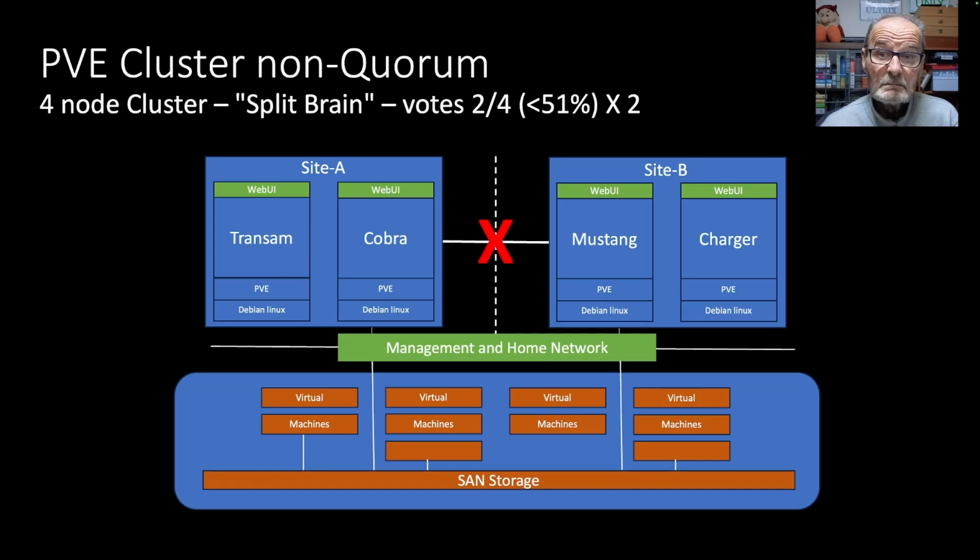And we need to fix that communication problem before we can continue, or take down Mustang and Charger, shut them down, for instance, and then use the PVECM expect command to allow Transam and Cobra to continue while we sort out the problem with the intersite connections. Actually, you don't have to take down Mustang and Charger, but it would probably be advisable to do that.